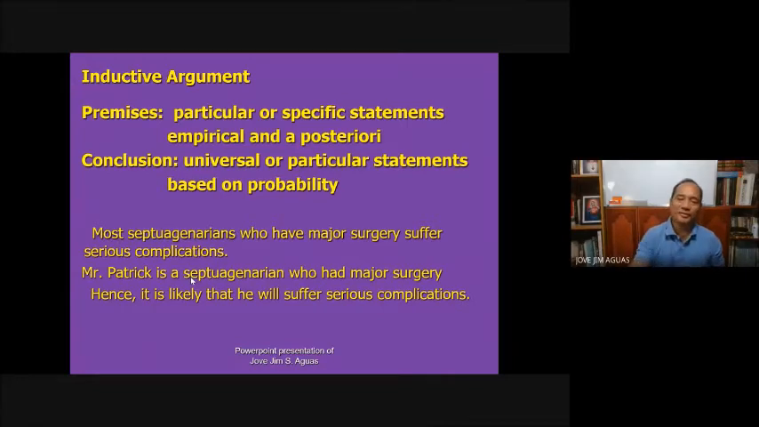Okay, so here are some examples that I have presented to you last time. Most septuagenarians who have major surgery suffer serious complications. Mr. Patrick is a septuagenarian, etc. Therefore, it is likely that he will. So take note, these are specific statements, like most septuagenarians, most 70 years old. I'm talking of a particular person, Mr. Patrick, and the conclusion, take note, is likely that he will suffer. So it's not a conclusion that is always true. Okay, it's likely, meaning it is probable that he will have some serious complications.